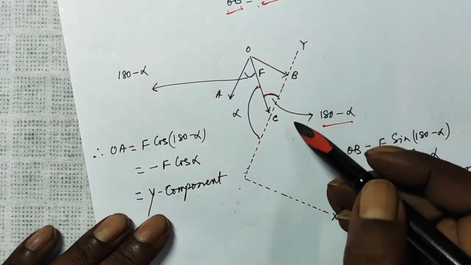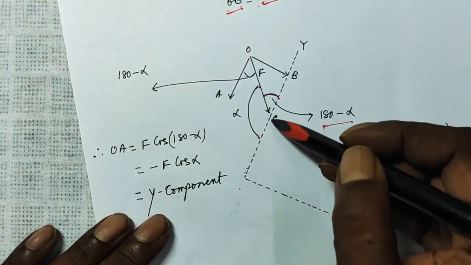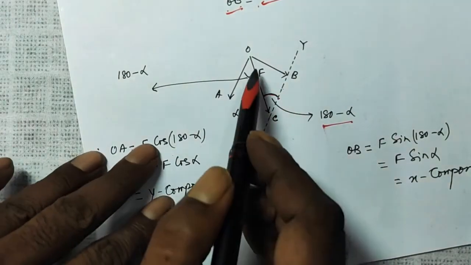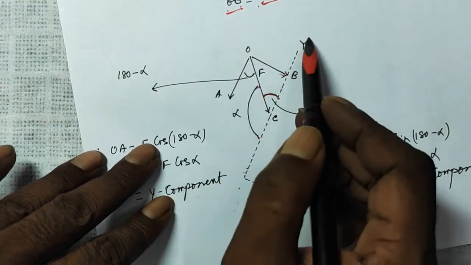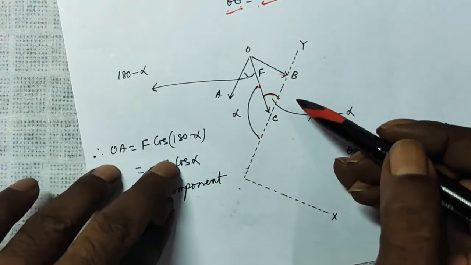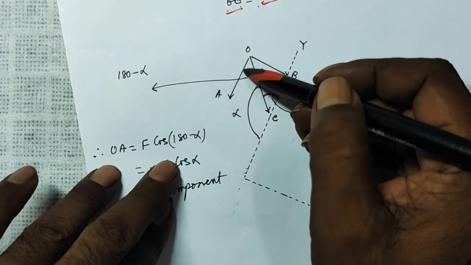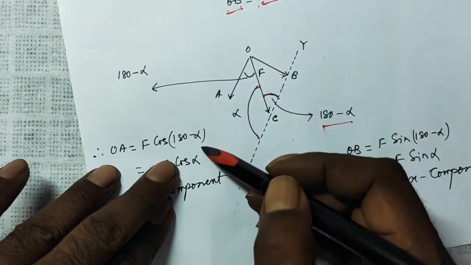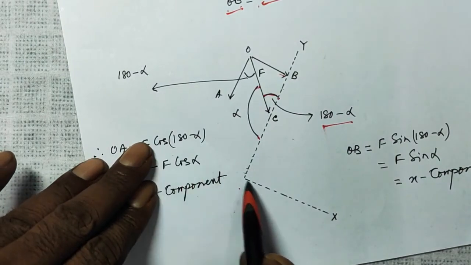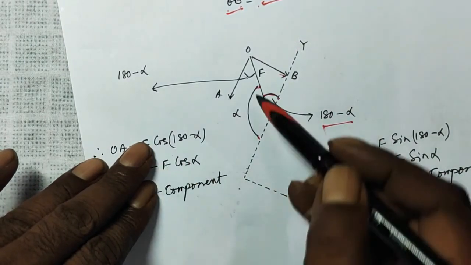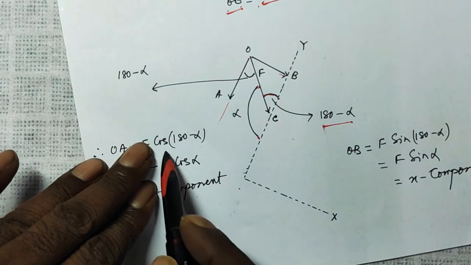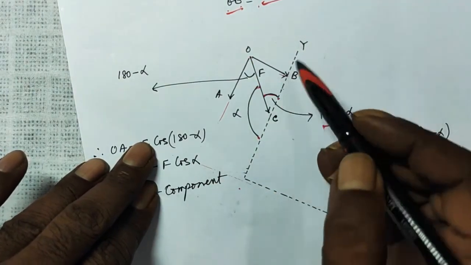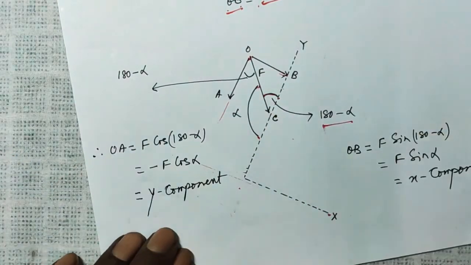Now look, this is the force F given. So to find the rectangular components, from this point I draw a perpendicular on the y-axis, and from this point I draw a perpendicular. If you extend this line, it will be perpendicular to the x-axis. So OB is one component, OA is another component.